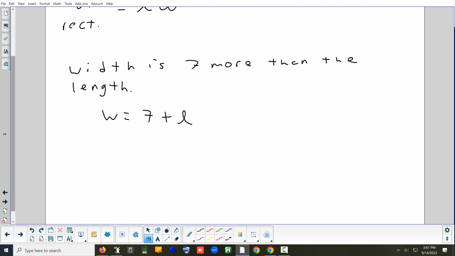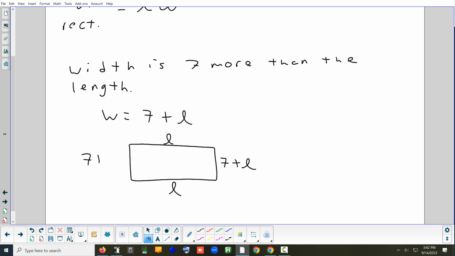Now, if we draw that, how would you label the top side in that diagram? L. L, and the bottom side? L. And how would you label the two short sides in terms of the letter you just used? 7 plus L. Yeah, 7 plus L and 7 plus L.